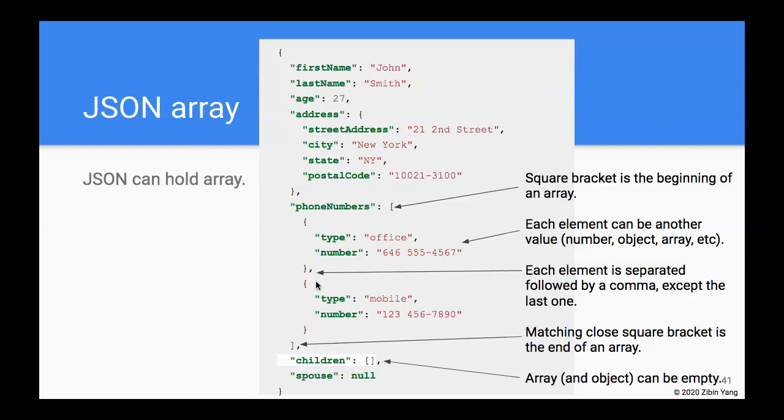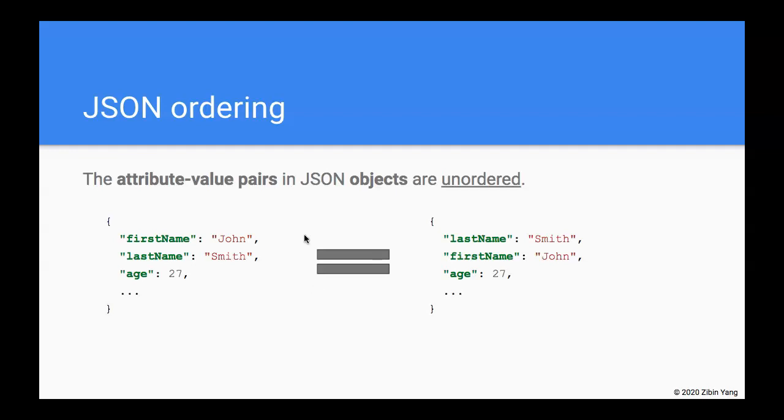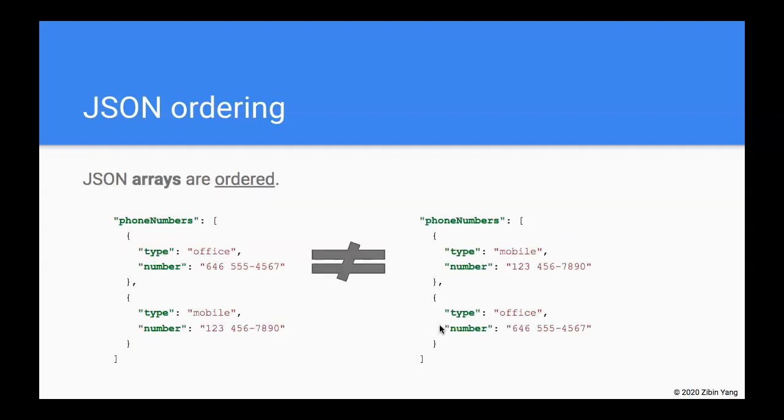A few other things I want to mention about JSON: the attribute value pairs in JSON objects are what's called unordered. So in this case, we can specify first name before the last name, or in a different object, we can specify the last name before the first name. These two are considered the same because the order does not matter. But that is different from arrays, because for JSON, arrays are ordered.